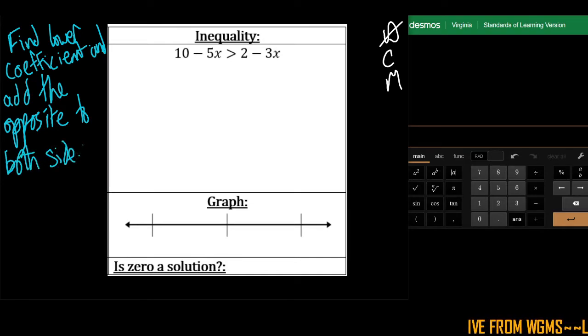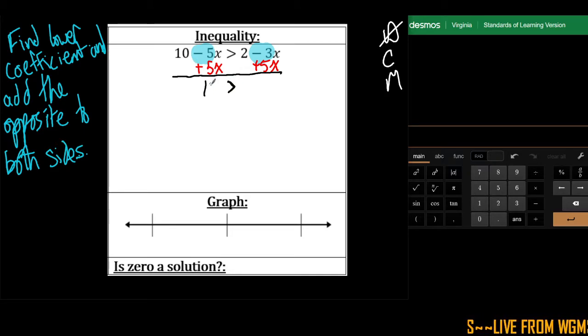So now, let's check it out. We have a -5 and a -3 as the coefficients that we currently have. So when we go to do it, we would say that -5 is the lower coefficient. So that's what we're going to add to both sides. So we add the opposite. So we have plus 5x to both sides. Again, always take it one step at a time. And so now I have on the left side, did we multiply or divide by a negative? We did not, and so the inequality symbol stays the same.